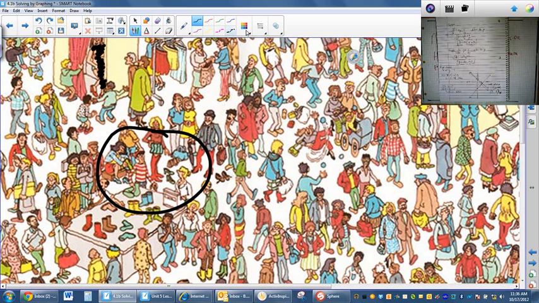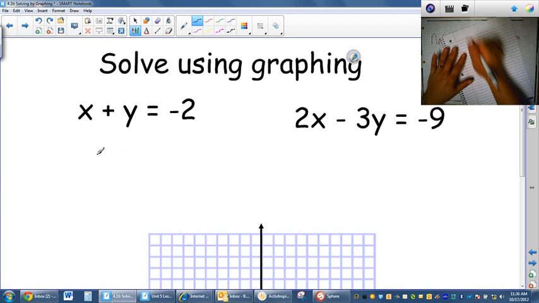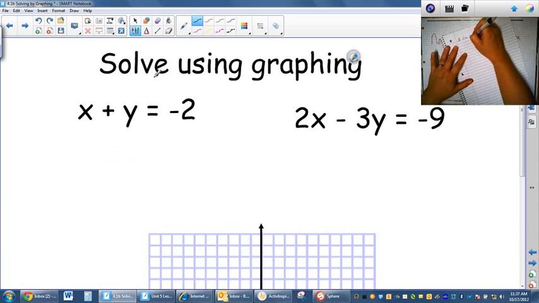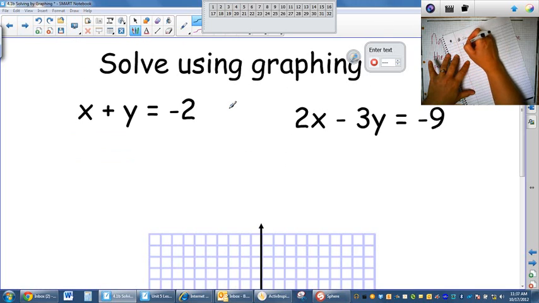Alright, so show me you know what you're doing here. Solve this one, and go ahead and solve using graph. When you're done and you've checked your answer, I would like you to plug in what you think.